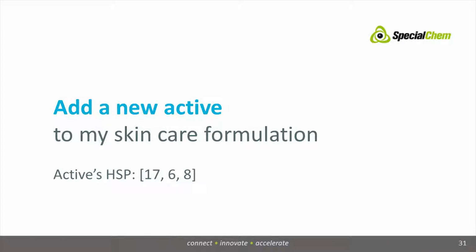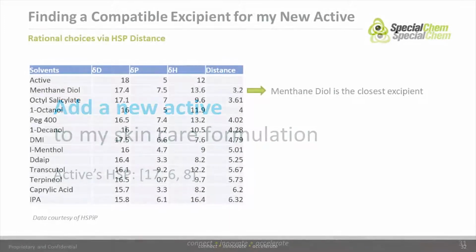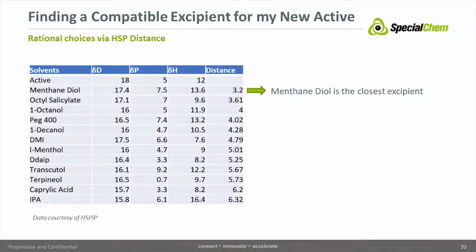I want to add a new active to my skin formulation. It's HSP 1768. We don't need a computer to tell us that it won't be compatible with, say, isopropyl myristate at 1622. So what excipients should I add to increase compatibility? Again, take a list of your favourite excipients and sort them by distance. Now we see that methane-diol is the closest match.